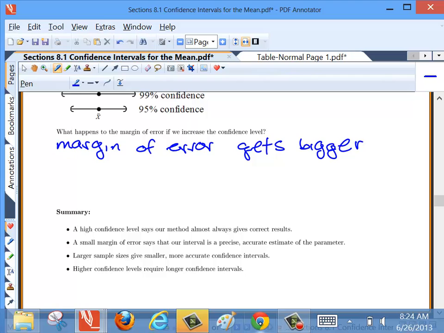Get a larger sample size, because larger sample sizes give smaller, more accurate confidence intervals. And so even though higher confidence levels require longer confidence intervals, if you take a larger sample size, you can offset that and still get to your precise intervals. Questions on that? Does that all make sense?